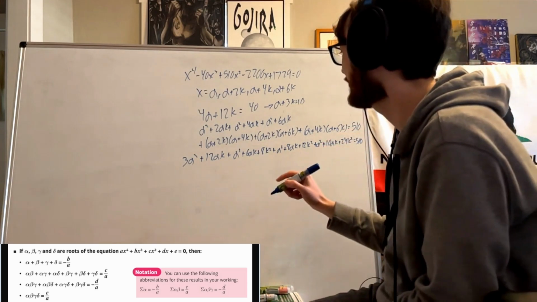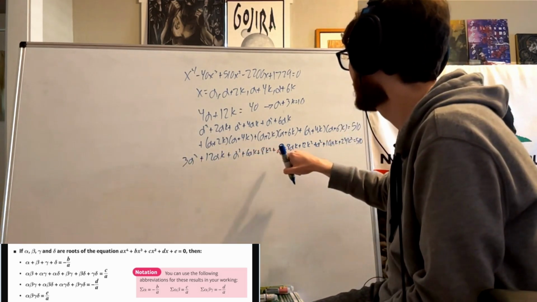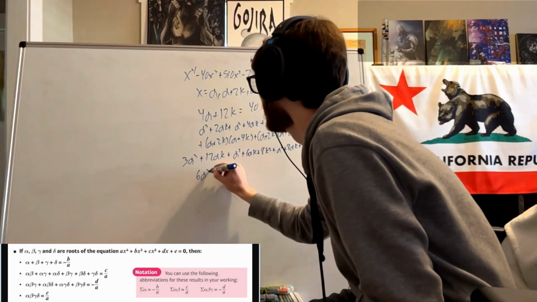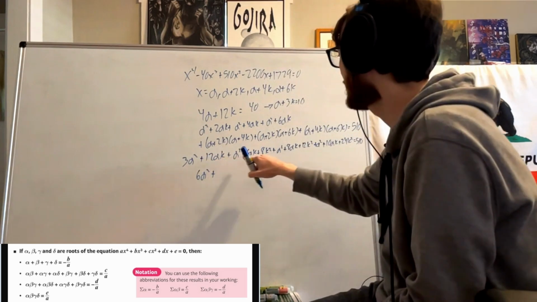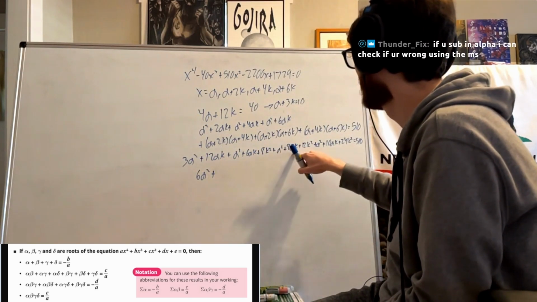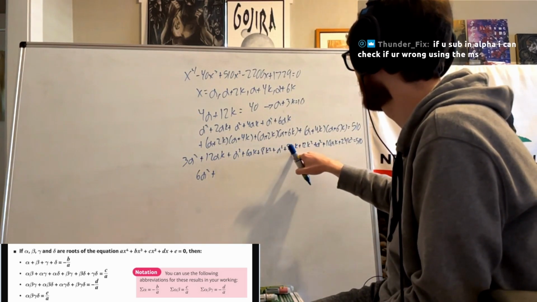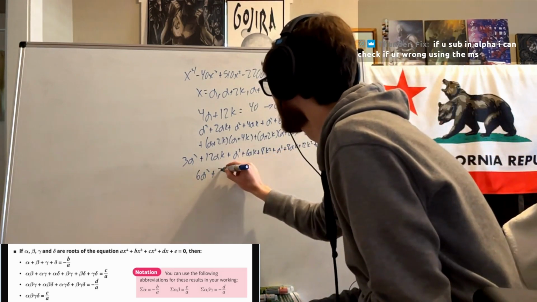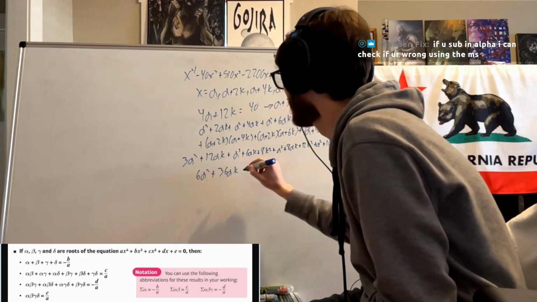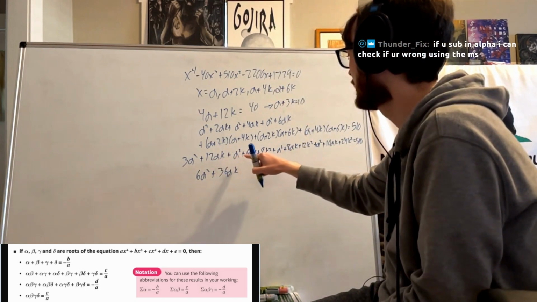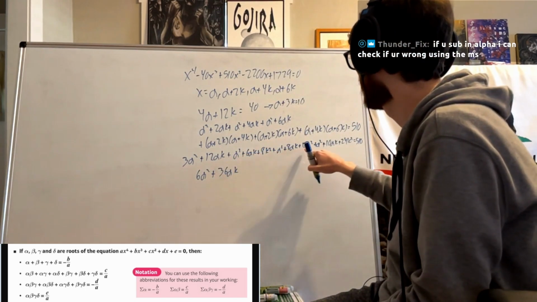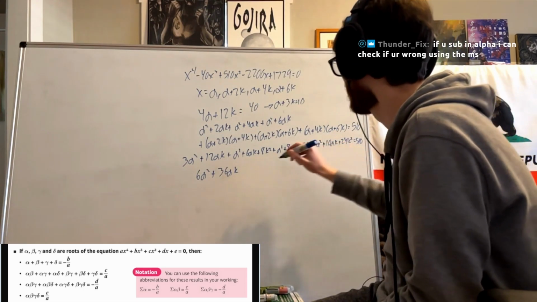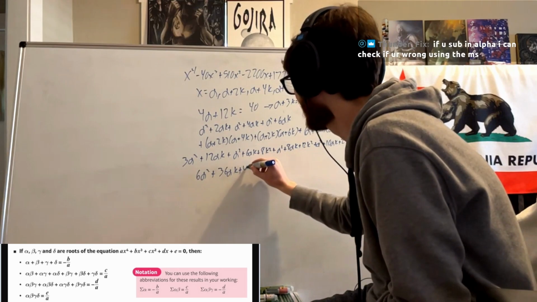Okay, combine like terms. 3, 4, 5, 6. 12, 18, 26, 36. K squared. 8, 20, 44? Wow, 44 is showing up again. That's funny.